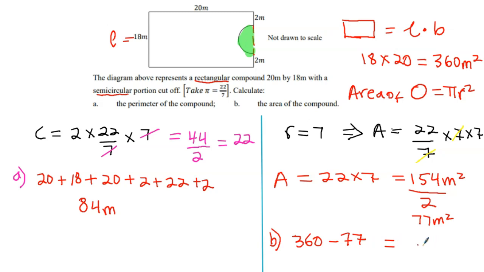That gives us 883 meters squared. Right, and this will give you your whole full mark on this particular question. Don't leave any points behind.